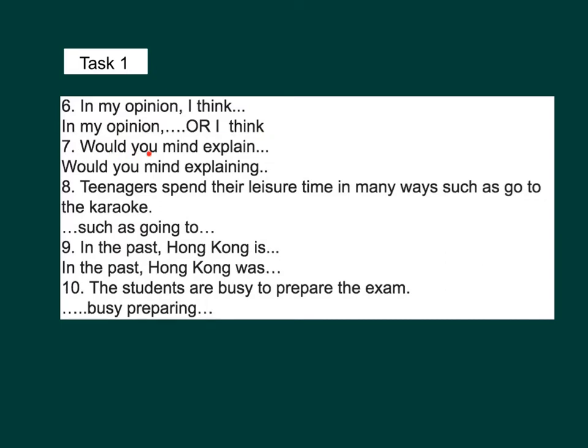Number 7. Would you mind explaining? Correction. Would you mind explaining? Number 8. Teenagers spend their leisure time in many ways, such as go to karaoke. Correction. Teenagers spend their leisure time in many ways, such as going to the karaoke. Number 9. In the past, Hong Kong is. Correction. In the past, Hong Kong was. Number 10. The students are busy to prepare the exam. Correction. The students are busy preparing the exam.